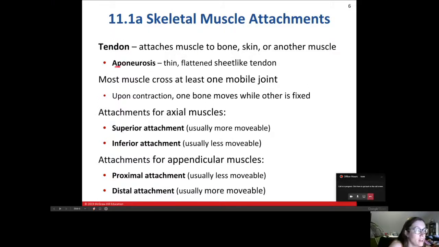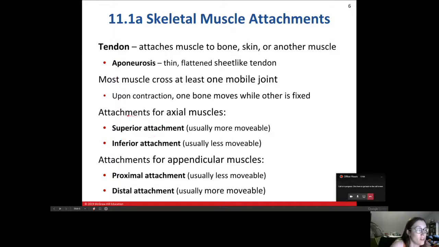If the tendon is flat, like a really long, flat, thin sheet that's made more of dense, irregular connective tissue, that's going to be an aponeurosis. You'll be identifying the aponeurosis on the top of the head, the epicranial aponeurosis. Most muscles cross at least one mobile joint, and that's how they move your skeleton. When they contract, one bone is going to stay relatively still and the other one's going to move.